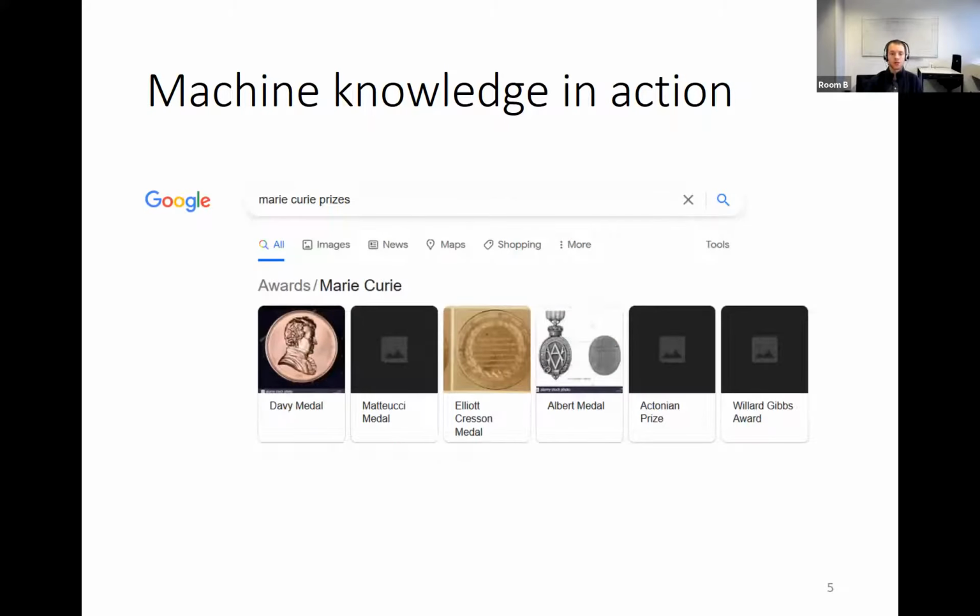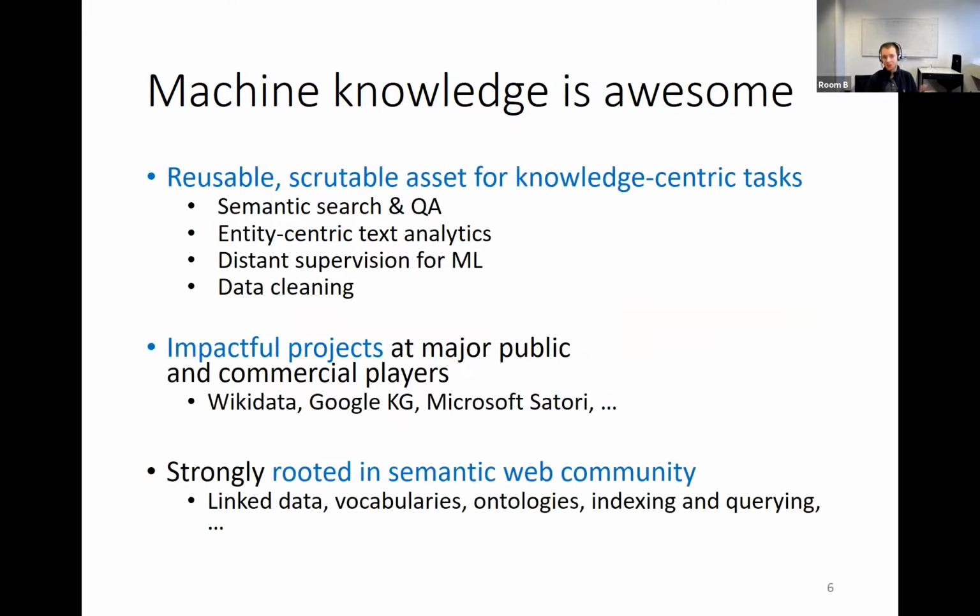We can also see that here for Marie Curie prizes, again disambiguated as the subject awards for the entity Marie Curie, or I'm not entirely sure how Google represents its knowledge. It's unfortunately closed source, but machine knowledge is awesome. It's a reusable and scrutable asset for a range of knowledge-centric tasks: semantic search and question answering, text analytics. It's also widely used for distant supervision for machine learning to get training data in the first place, for data cleaning. There are impactful projects at public and commercial players.